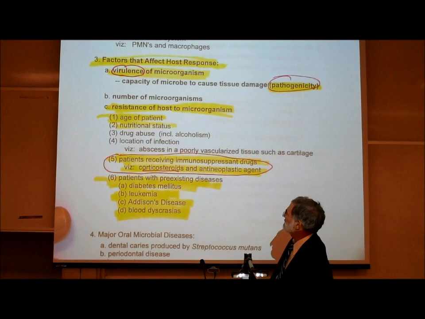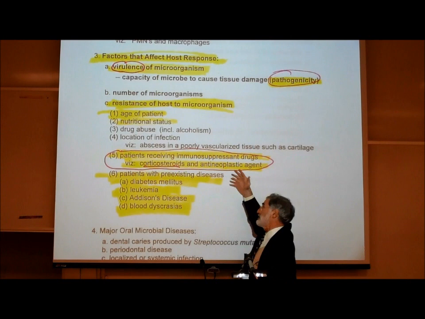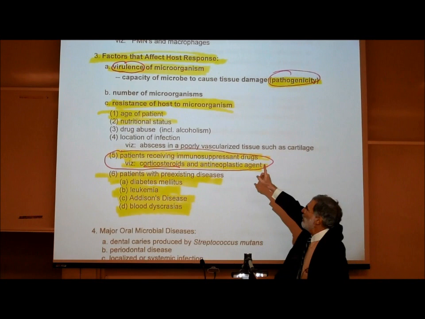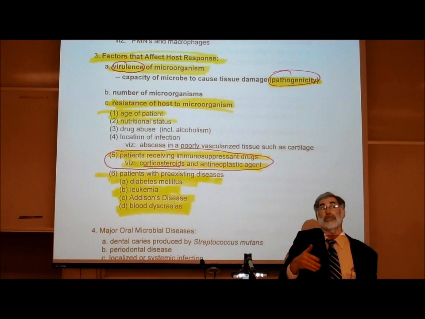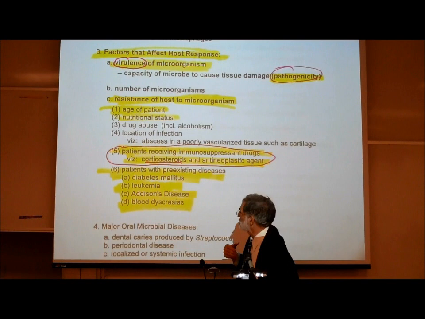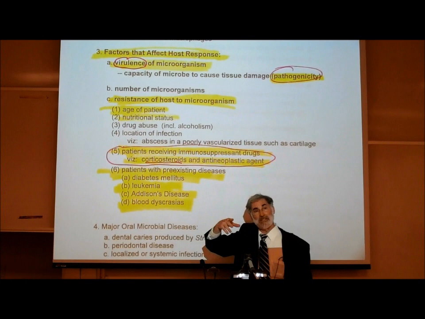Very significant, the location of the infection. Some infections may be located in poorly vascularized tissues such as cartilage, and therefore it's more difficult for the immune response to reach the site of the infection. Noteworthy, corticosteroids and anti-neoplastic drugs, what are those? Drugs used for cancer, suppress the immune response. Also noteworthy, individuals with diabetes have reduced immune response. They are more prone to infection, as we will see yet today, especially things like oral thrush.